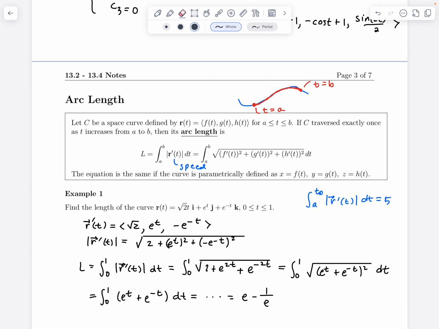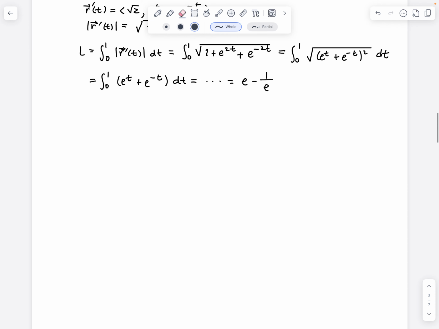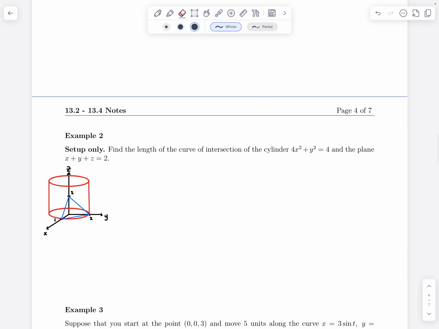And then we'll have to figure out what our time values are that we're going to integrate between. And that's how we'll solve the problem. So I'm going to scroll down here. Now, this cylinder is going to create an elliptical cylinder, and I'll write out the equation there in a moment.